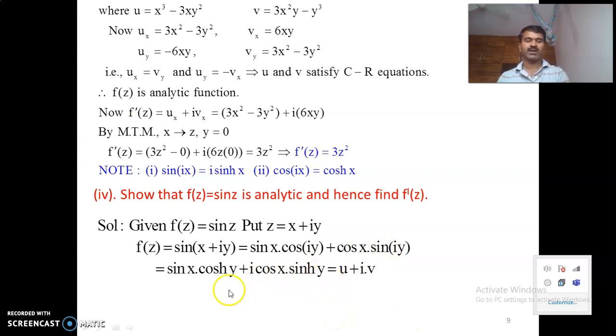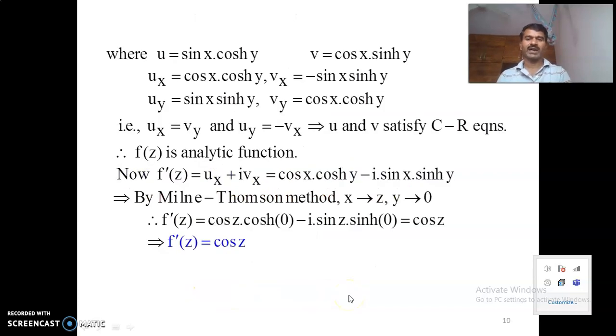That is, the real and imaginary parts are separated, where u and v are: u is sine x cos hyperbolic y and v is cos x sine hyperbolic y. Differentiate u and v partially with respect to x and y, and compare: ux equal to vy and uy equal to minus vx. This implies that u and v satisfy the CR equations. Hence, the given function sine z is an analytic function.